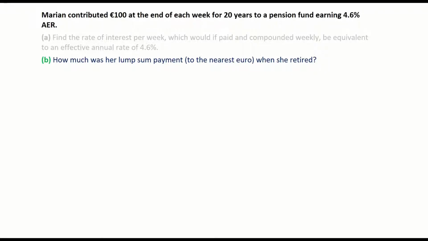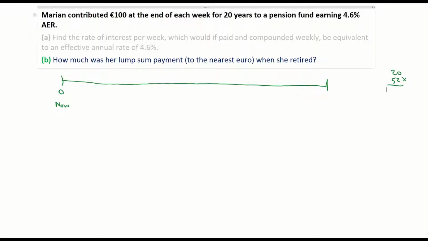How much was her lump sum payment to the nearest euro when she retired? So I'm going to look at this first of all as a number line. So let's see what happens basically over this 20 years. So Marion is starting off now. So I'm just going to call this day 1. So now, basically. And she's finishing her installments in 20 years' time. Well, 20 years' time is how many weeks? So 20 times 52, 1,040.